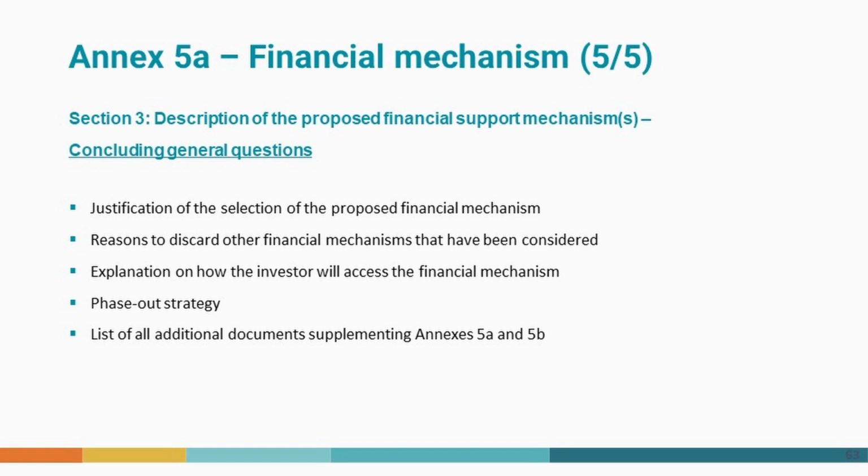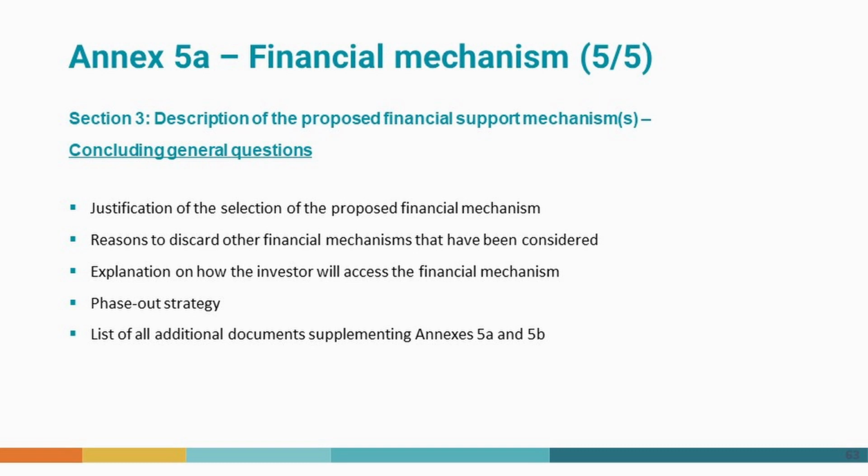In this last section, Annex 5A, you are also asked to elaborate on how the investor will access the financial support mechanism. For example, through a local bank or microfinance institution. Last but not least, an explanation on how the financial mechanism will be phased out is to be presented for each of the supported mechanisms. At the end of Annex 5A, you will find a table where you may list all additional documents supplementing Annexes 5A and 5B, such as market studies, business models, or cash flow analysis. Remember to add verifiable sources for the information provided, particularly for quantitative data.